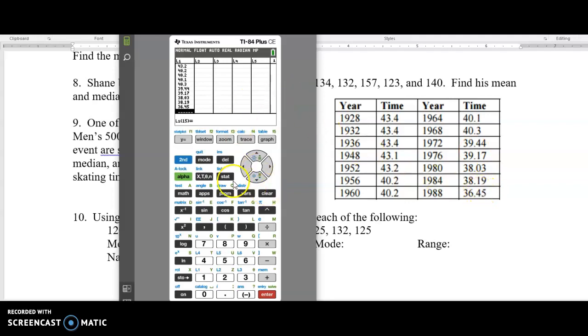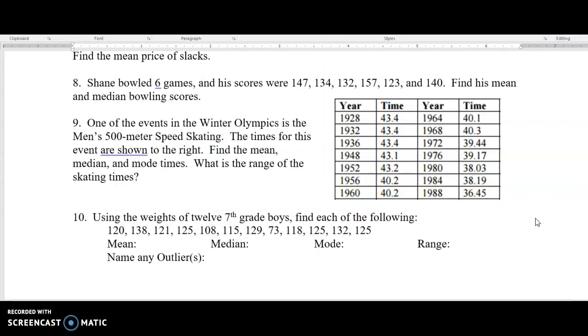Okay. Now we're going to go Stat and calculate number 1. All right, our mean, our average for these is 40.6. Okay. Then it asks you for the median. Here's the median, 40.2. It asked you for the mode. So if you look, 43.4 was entered 3 times. So that is your mode. And then it asked you what is the range of the skate times. So you're going to take this maximum 43.4 and subtract 36.45, and you get about 7. So it may have you rounding to 7. Okay? So these are basically all the same here.